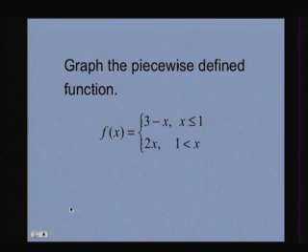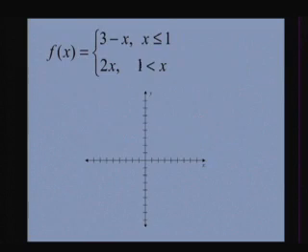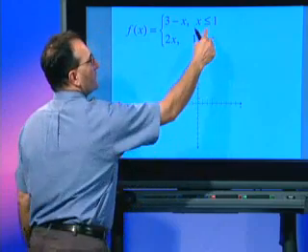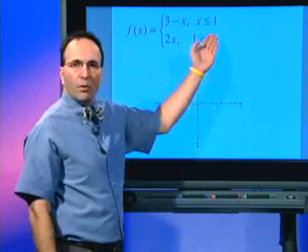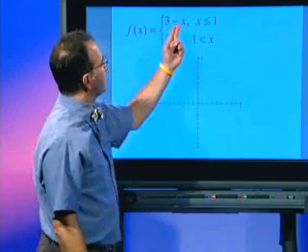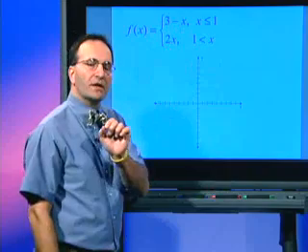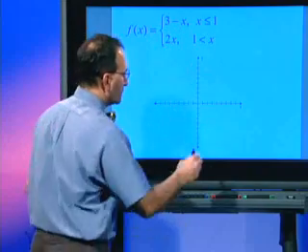Graph the piecewise function defined by f of x is equal to 3 minus x when x is less than or equal to 1, and it's equal to 2x when x is greater than 1. So let me switch to here so we can graph this. Let's start with the fact that here x can equal 1, which means we get 3 minus 1, which is 2. So we know that we're going to start at the point (1, 2).